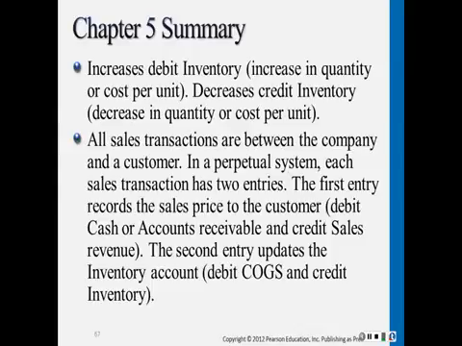All sales transactions are between the company and a customer. In a perpetual system, each sales transaction has two entries. The first entry records the sales price to the customer. You debit cash or accounts receivable and you credit sales. The second entry updates the inventory account, debit cost of goods sold and credit inventory.